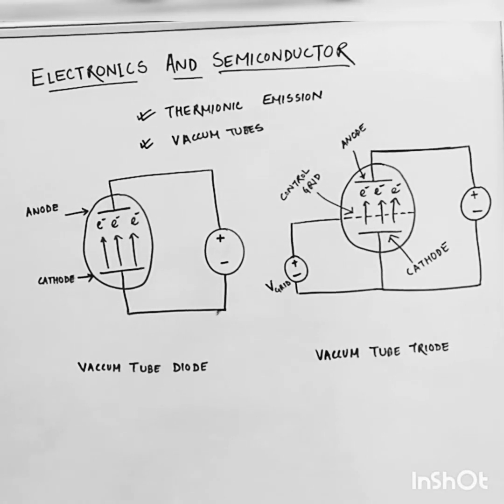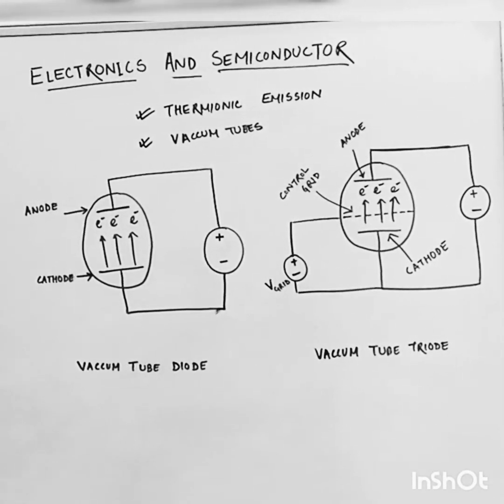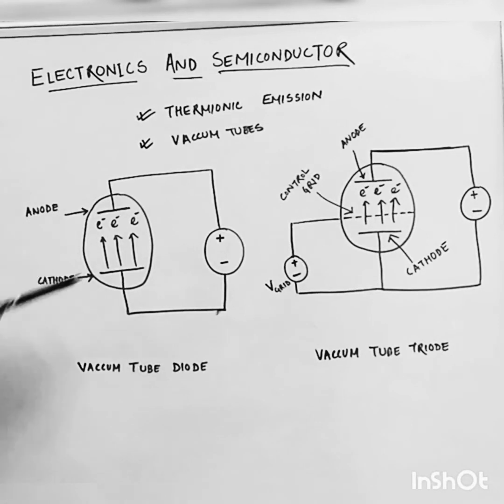So first of all, see the diagram of a diode, a vacuum tube diode. It consists of an anode and a cathode. Here you can see, this one is the anode and this one is the cathode, and the anode is also known as the plate.